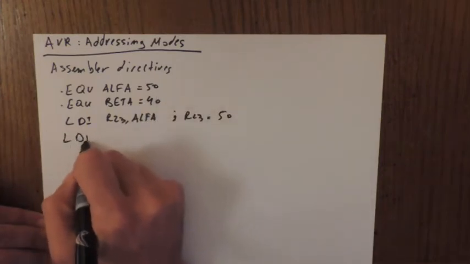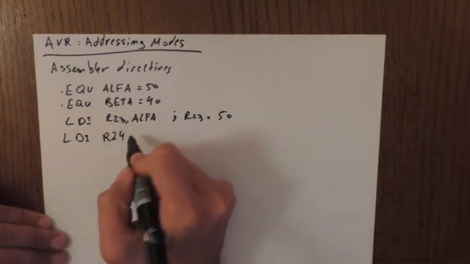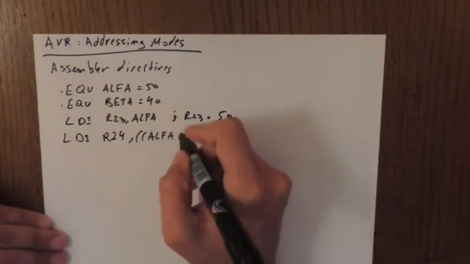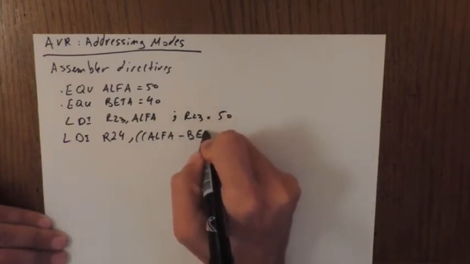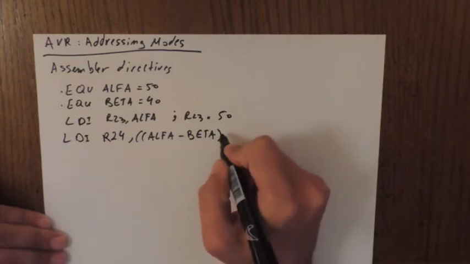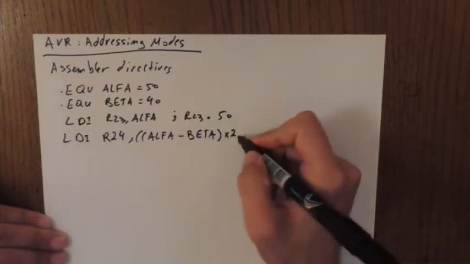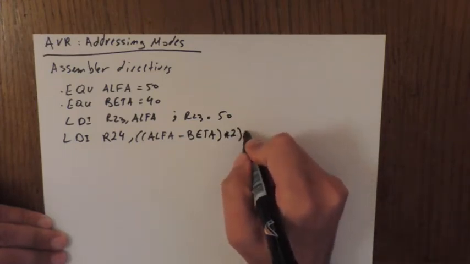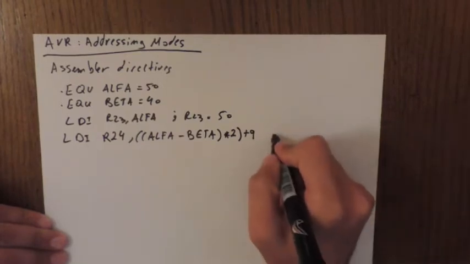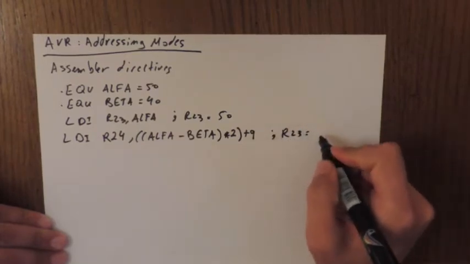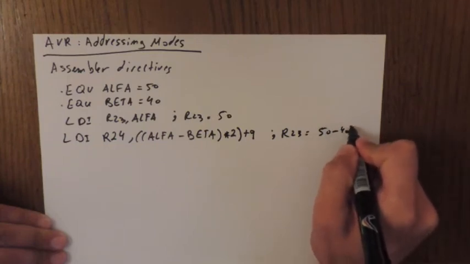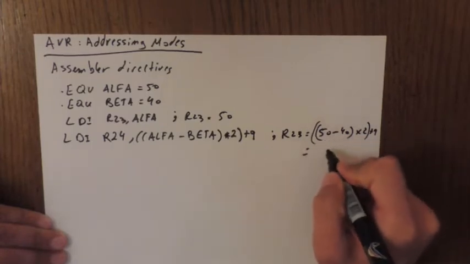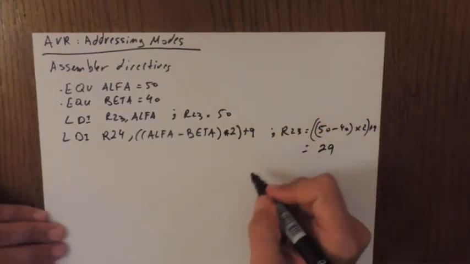Now we can do something even more powerful. We can have some computations. For example, alpha minus beta times 2 plus 9. So what happens here is that R23 will be 50 minus 40 times 2 plus 9, which is equal to 29. So we can see here that we can do some shortcuts.